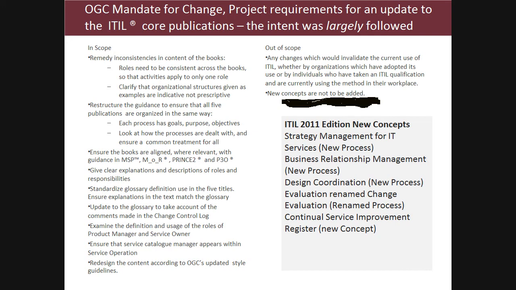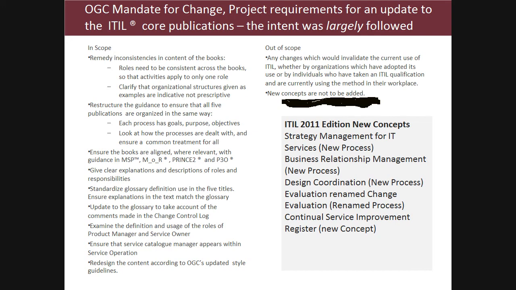If you look at this slide, you'll see that out of scope was that no new concepts were to be added. Well, guess what? In grand OGC style, as they did with the V2 to V3, they're not exactly following the mandate. 95% follows this mandate, but there's another 5% which is new concepts added. So what's new? We've got a strategy management for IT services process. There was a strategy management in service strategy before, but it wasn't clear. Some people interpreted it as a process, other people didn't. Now it's official. It's a process. BRM, we know that's a process. Why wasn't it in ITIL V3? I don't know. So they've added it.